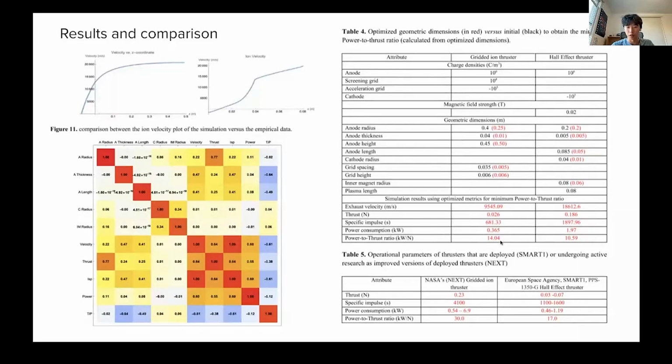And this is almost double the efficiency of NASA's current best, most efficient gridded ion thruster, which has a power efficiency of 30 kilowatts per Newton. And for Hall effect thrusters, I was able to find a power to thrust ratio of around 10.6 kilowatts per Newton, which is also significantly better than the European Space Agency's 17 kilowatts per Newton.